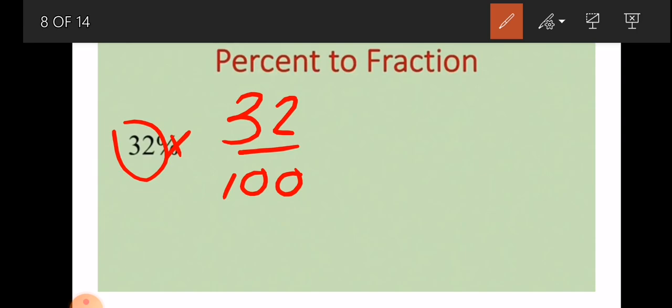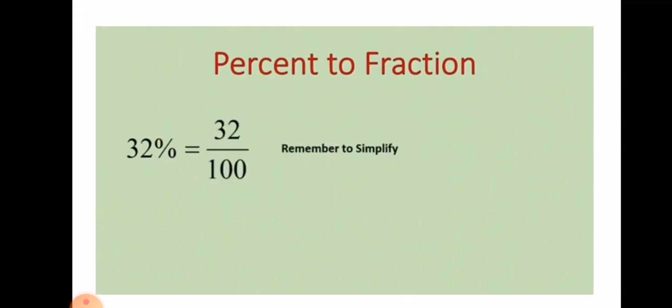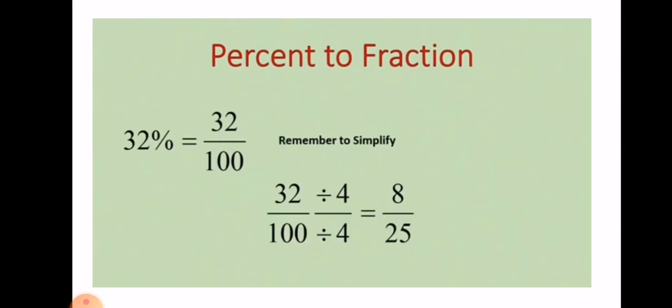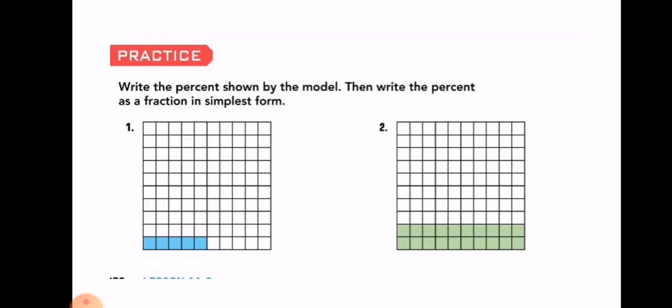The second step, can I simplify my fraction? If yes, you should simplify. So here, can I simplify? Yes, it can be simplified. How? I can divide by 4 up and down. If you divide by 4 up and down, you will get 8 over 25. This is the fraction form from your percent, which is 32%. Let's start to see the questions in your book.